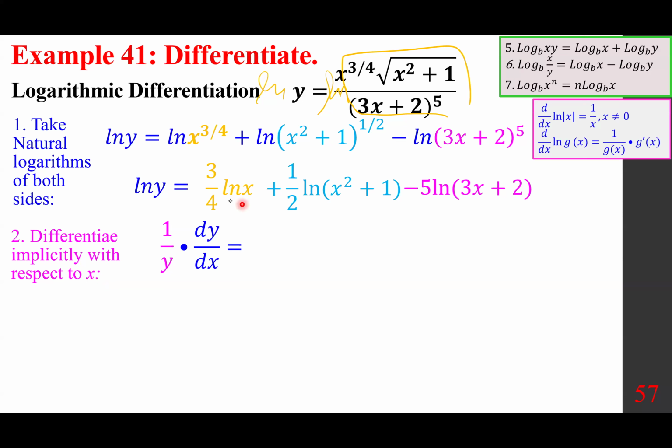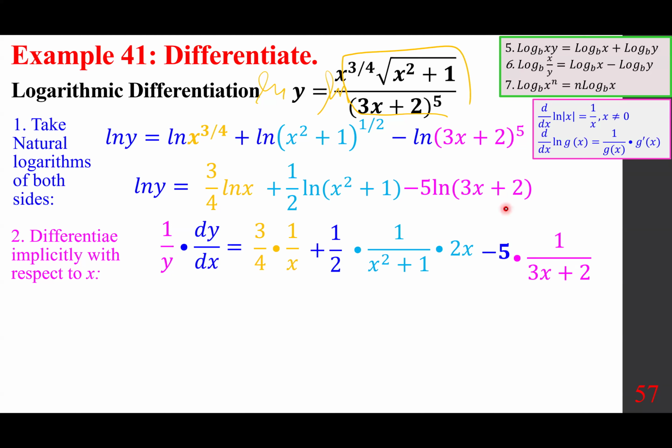So what is this one? 3/4 times what? 1 over x. 3/4 times 1 over x. What about this one? 1/2 times 1 over x squared plus 1 times its derivative 2x minus 5 times flip this over, 1 over 3x plus 2 times its derivative, number 3.